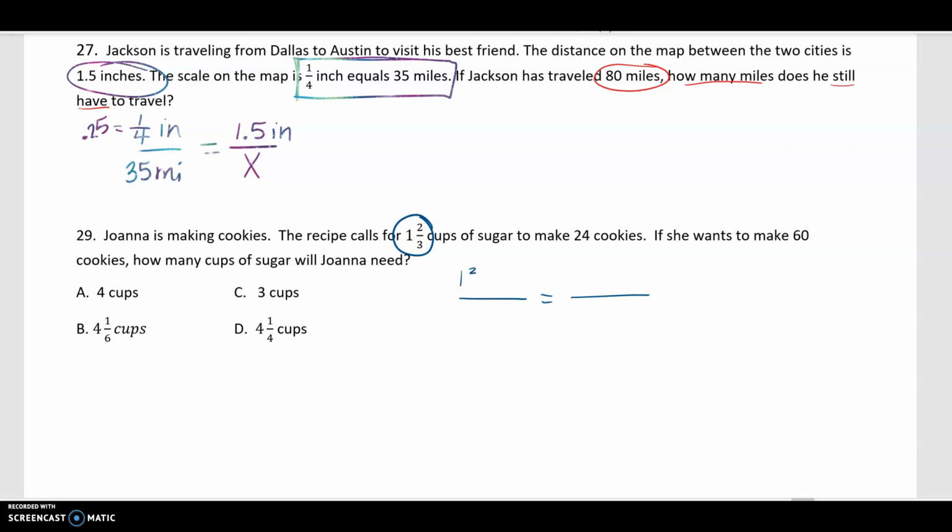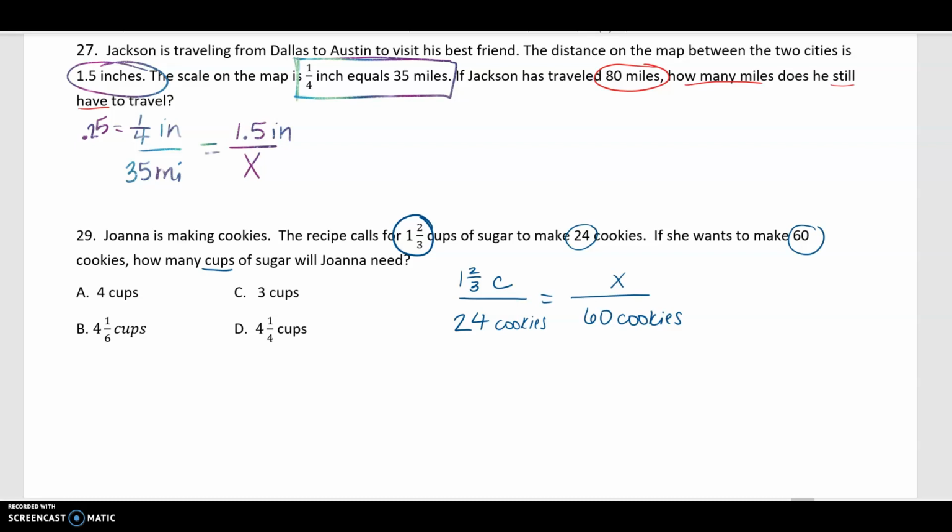So we have 1 2/3 cups to make 24 cookies. And we want to make 60 cookies. So cookies is on the bottom, so I'm going to keep cookies on the bottom. And we want to know how many cups of sugar she'll need. So cups of sugar is on top. All right, so you guys are proportion pros. So we multiply the diagonal without our variable. So 1 2/3 times 60.